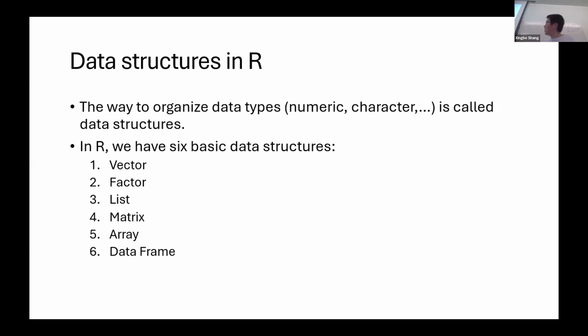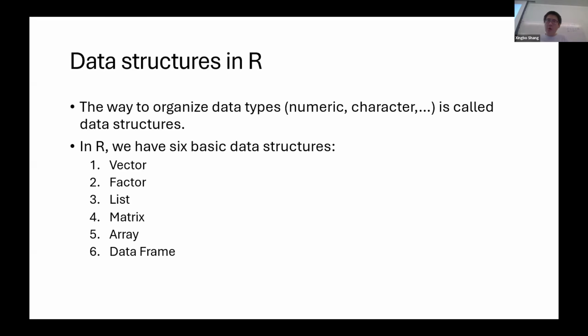Just like there are basic data types in R, we also have basic data structures in R. To put it simply, what is a data structure? It is a way to organize your data. Different data structures are just different ways to organize your data. In R, we have 6 basic data structures: vector, factor, list, matrix, array, data frame.